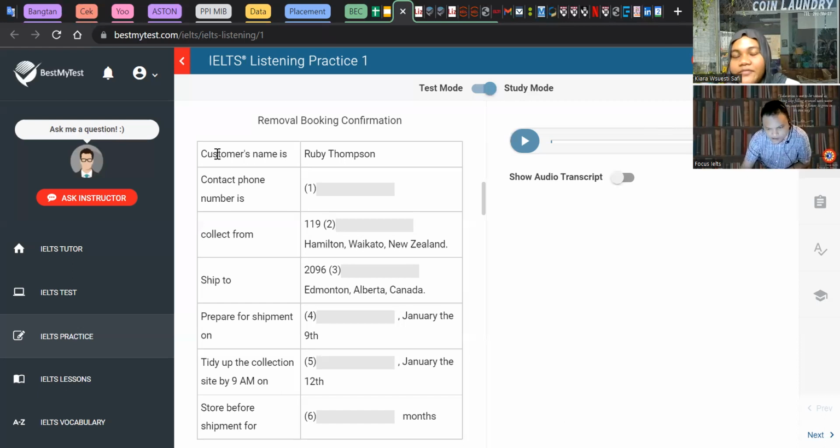So the easy tip for this part is you read through the questions here, like the contact phone number, collect from, and so on, and then you try to imagine or predict what the answers might be. For example, this contact phone number, so the answer must be a set of numbers. Also the collect from. This shows Hamilton, Waikato, New Zealand. This means that this is an address. And then there's also this ship to. It means that this stuff will be sent to, and we got this clue as well: Alberta, Canada. So that will be an address as well.